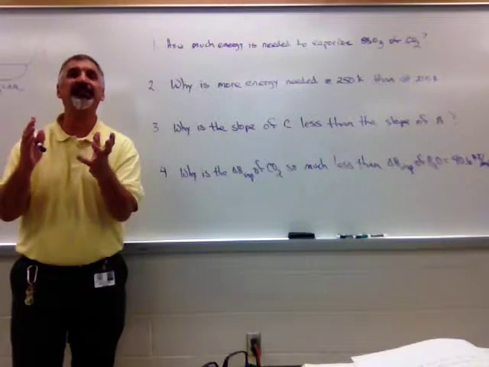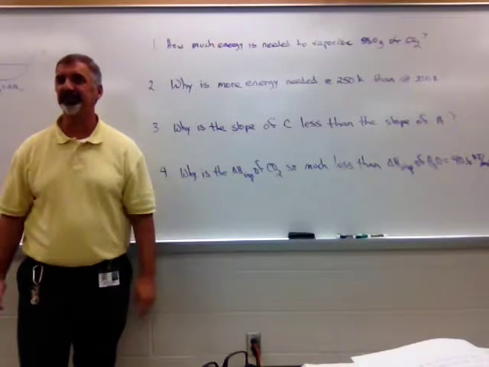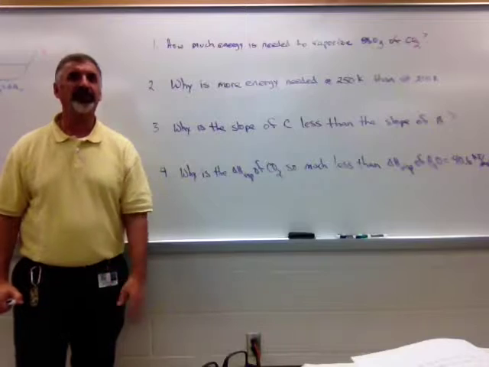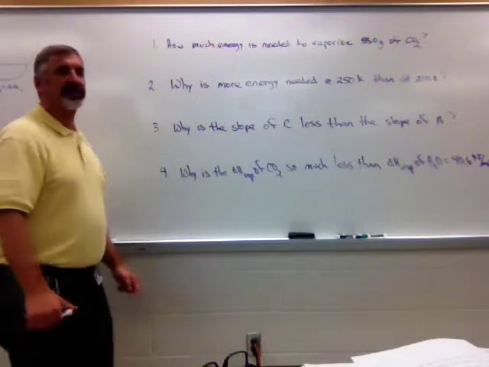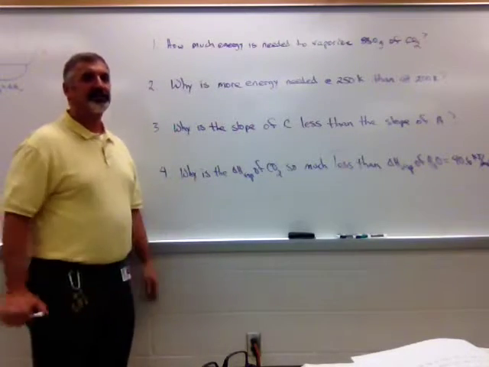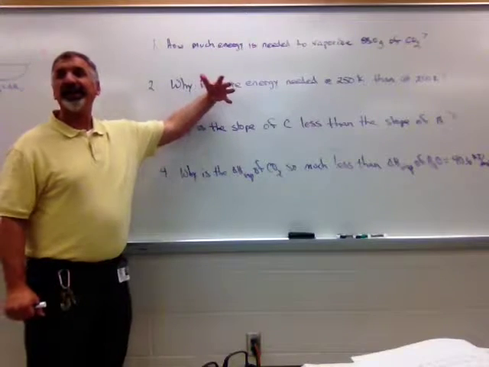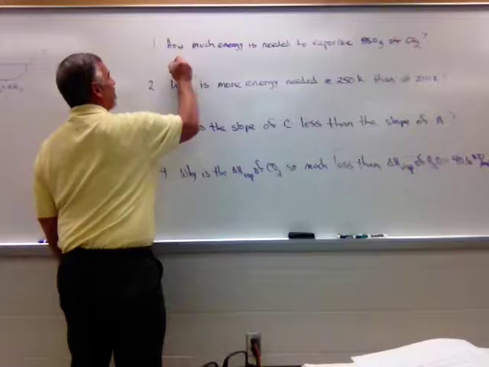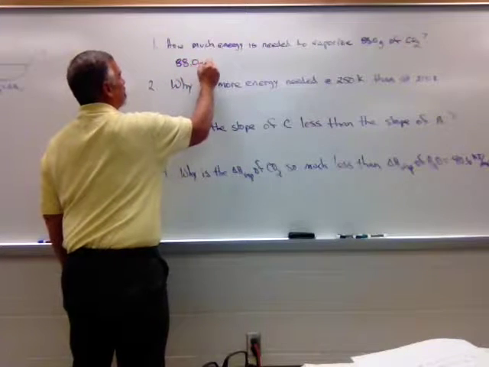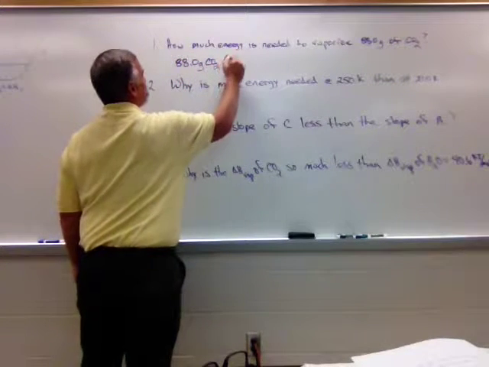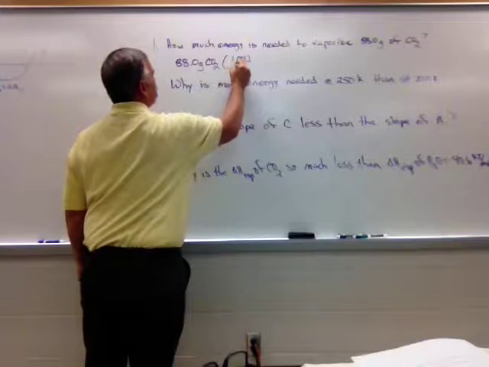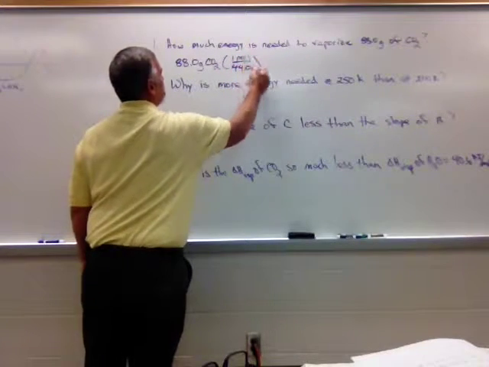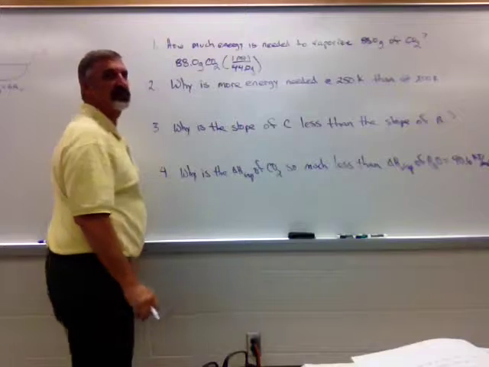Knowing anything and everything about CO2, what's the molar mass of CO2? 44. It's right there. So 88 grams obviously then is 2 moles. So we have 88 grams CO2 times 1 mole over 44 grams. Okay, so that basically is 2 moles.